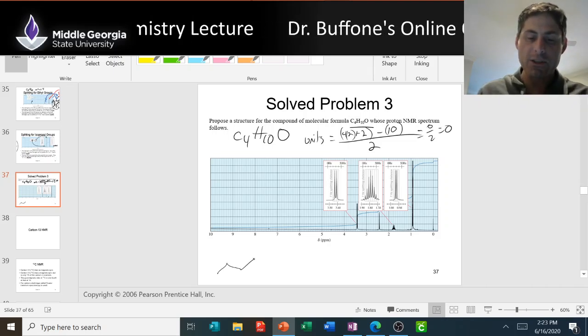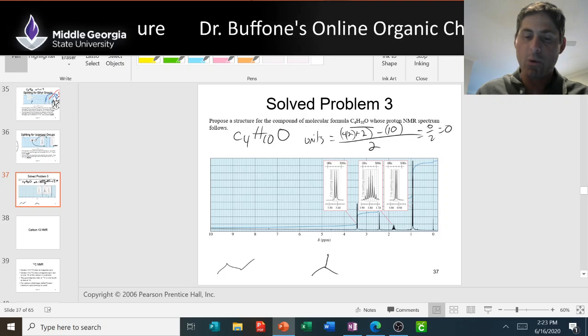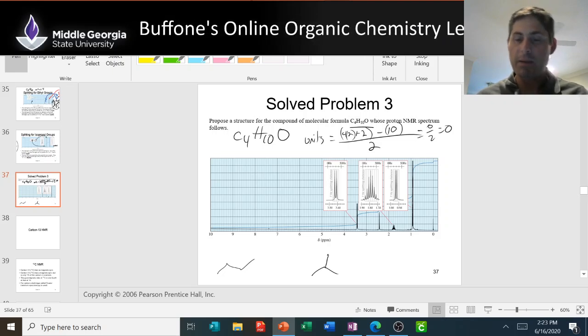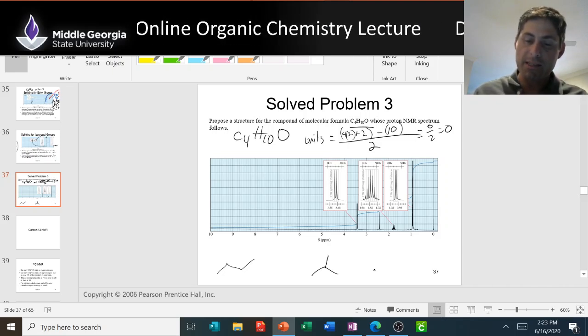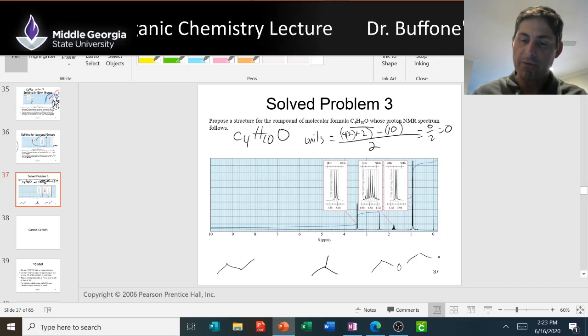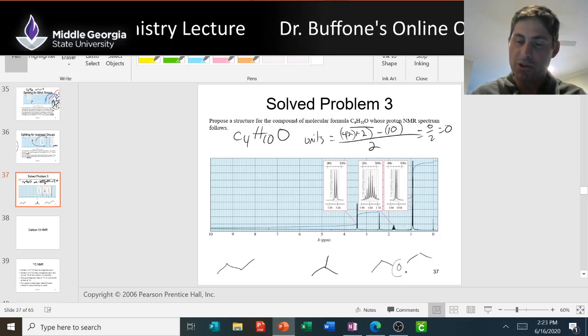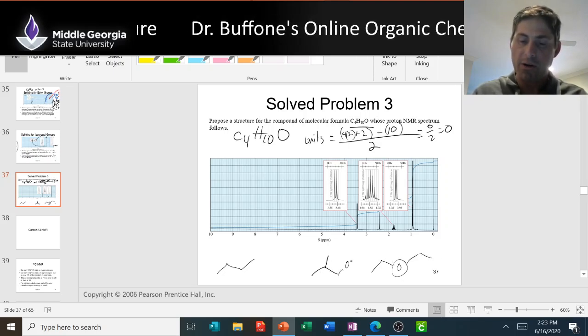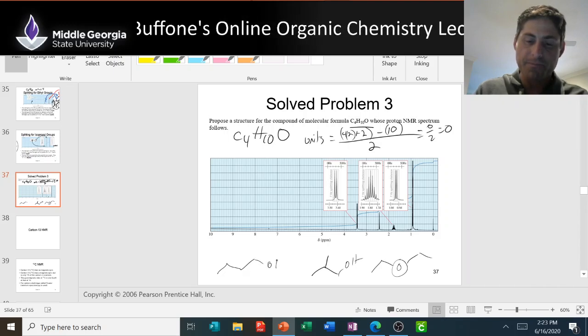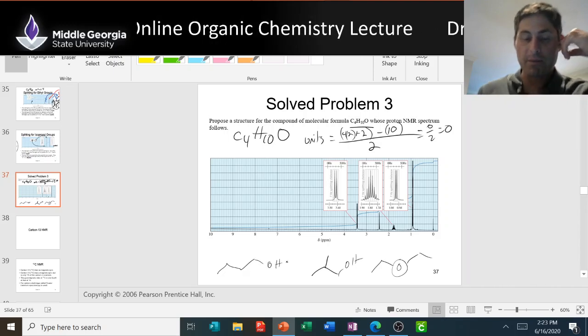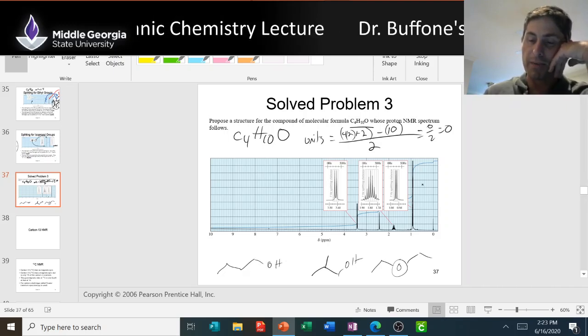So I've got 4 carbons. I can attach the 4 carbons like this or like that. Maybe there's an alcohol in here. Maybe it's an ether. So maybe I've got my 4 carbons like this with the ether situation, or maybe I have an alcohol situation, right? Don't know yet. Let me look and see what the spectrum tells me.